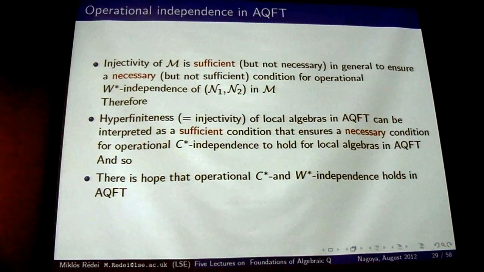Injectivity, so, is sufficient but not necessary in general to ensure a necessary but not sufficient condition for operational dependence for the two subalgebras in the larger algebra of the world. So, the hyperfiniteness, which is injectivity of local algebras in field theory, can be interpreted as a sufficient condition that ensures a necessary condition for operational consistent independence to hold for local algebras in 1 to 3 theory, and this gives us some hope that C star and W star independence holds in 1 to 3 theory indeed.